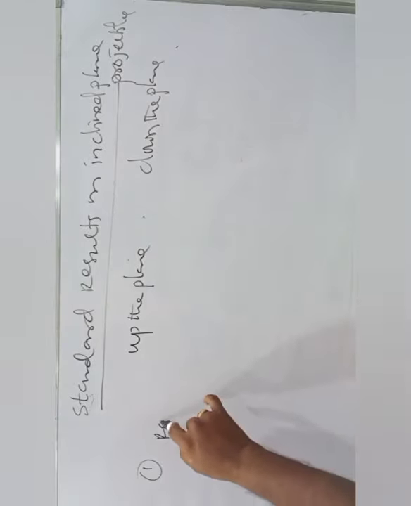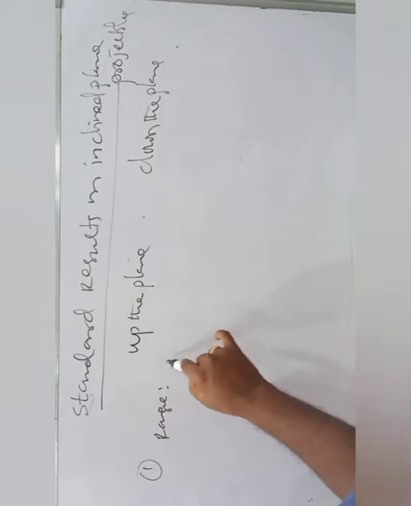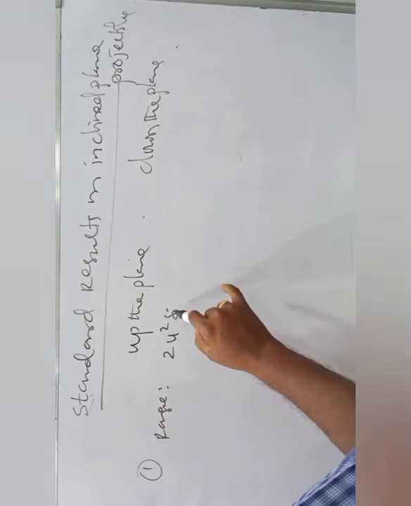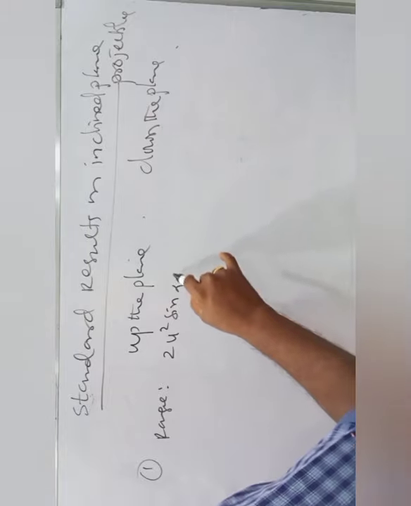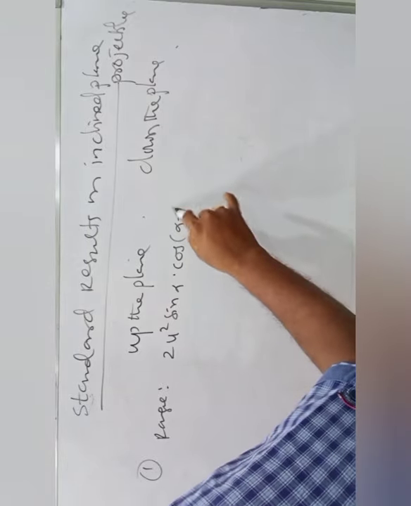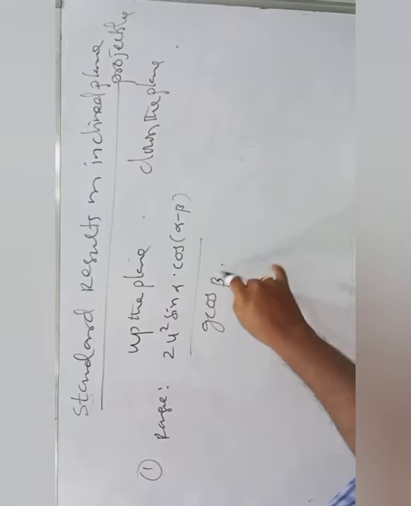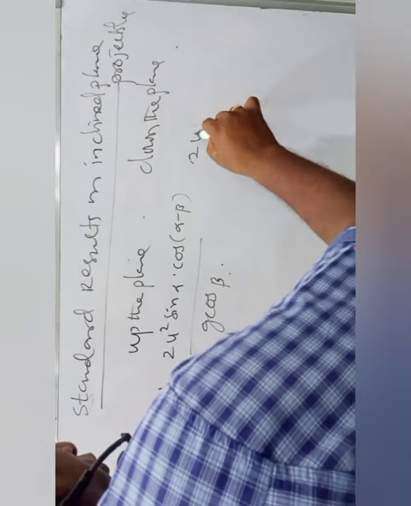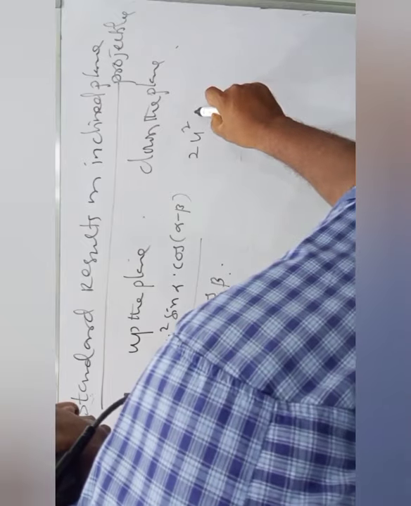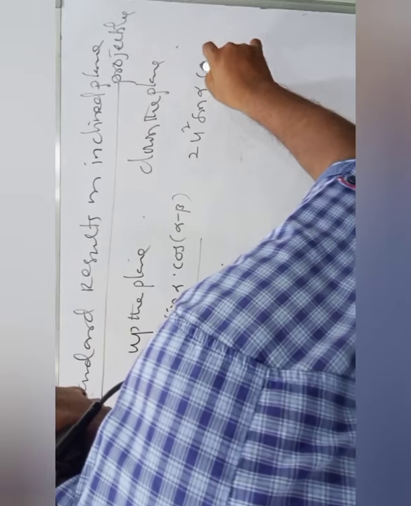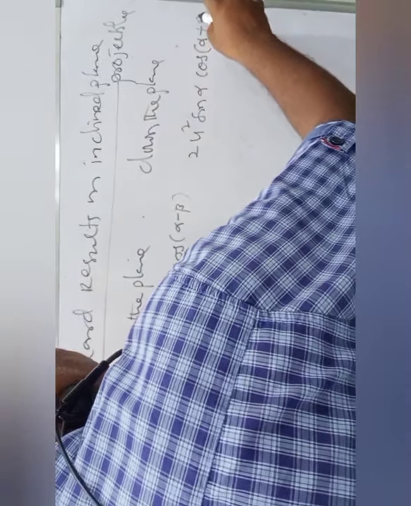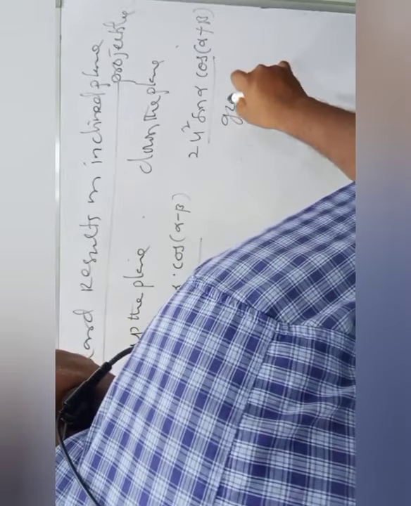Number 1, the range. If you want to write the range up the plane, it is 2u square sin alpha into cos(alpha plus beta) by g cos beta. Here, down the plane, 2u square sin alpha into cos(alpha minus beta) by g cos beta.